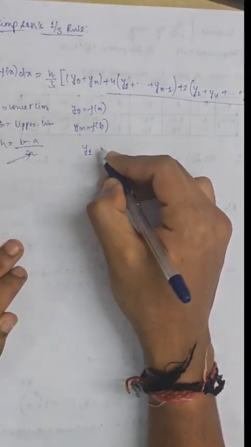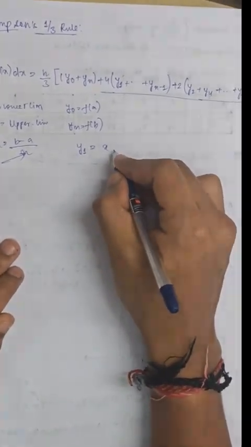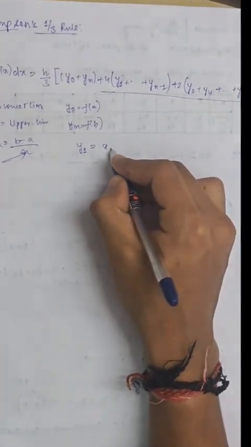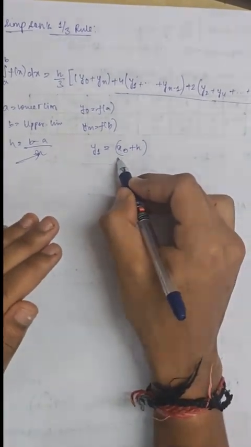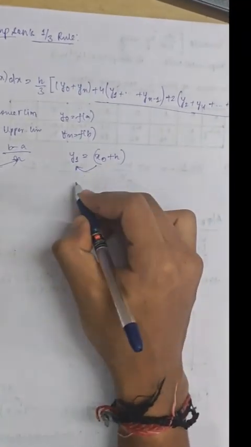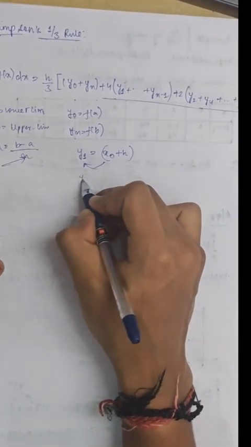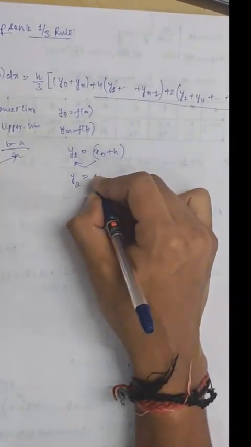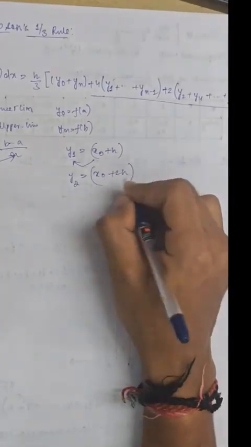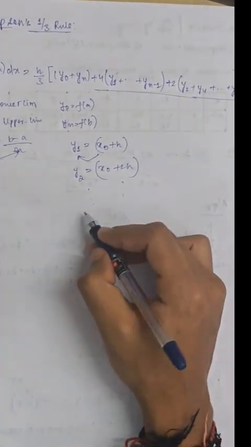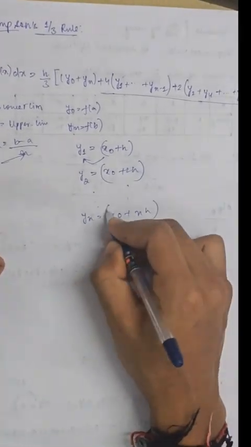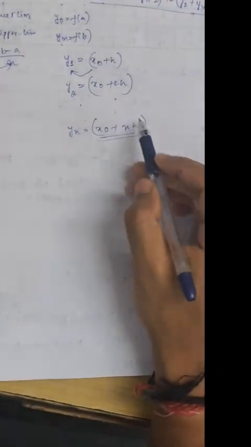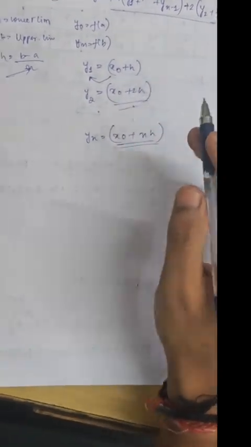Let's take an example: y1 can be given as the value of x0 plus h. Let's move on and see another example: y2 can be given as x0 plus 2h. What this simplifies is that we are taking equal intervals of x0 plus h. So this proves that we are taking equal intervals for our area under the curve.